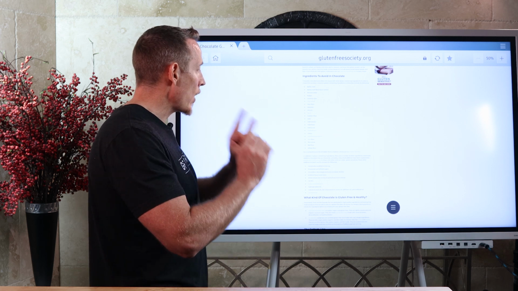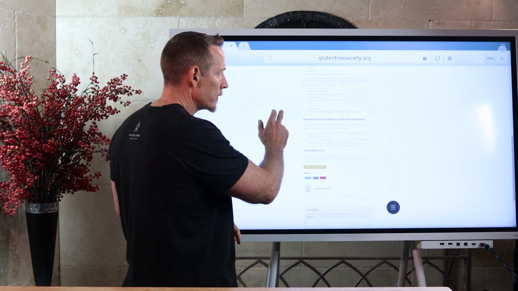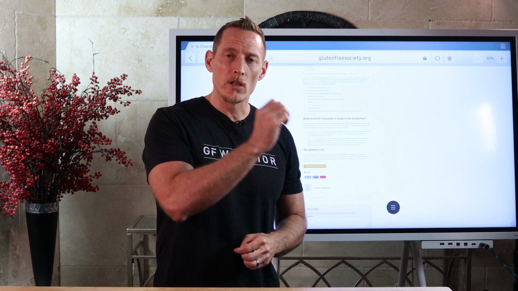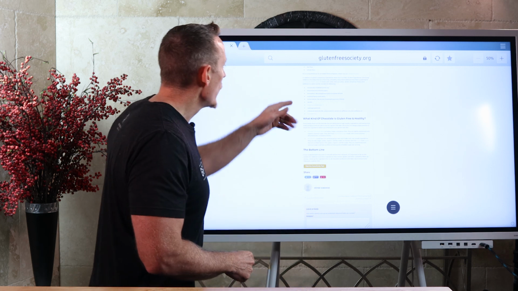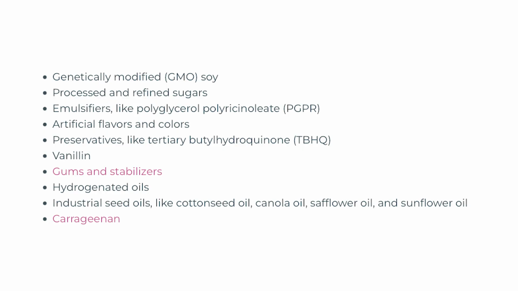Now, let's talk a little bit more beyond gluten. What do we want to avoid in chocolate that's just not good for you, right? Because remember, part of this is we want to eat good, clean, healthy food so that we can be healthy. So these are some things that you also want to avoid in chocolates, although this doesn't have anything to do with gluten. So number one is genetically modified soy. Now, 99% of soy, approximately, at least in the US, is genetically modified.